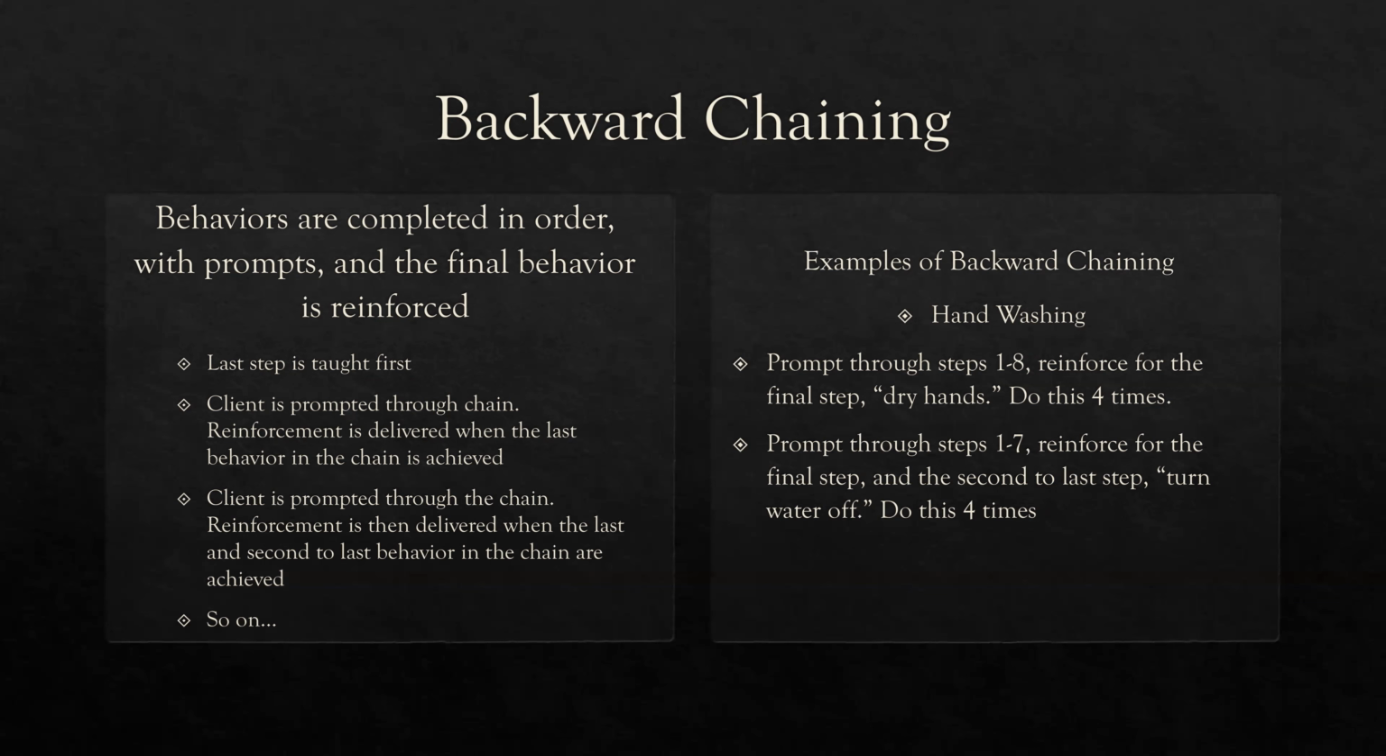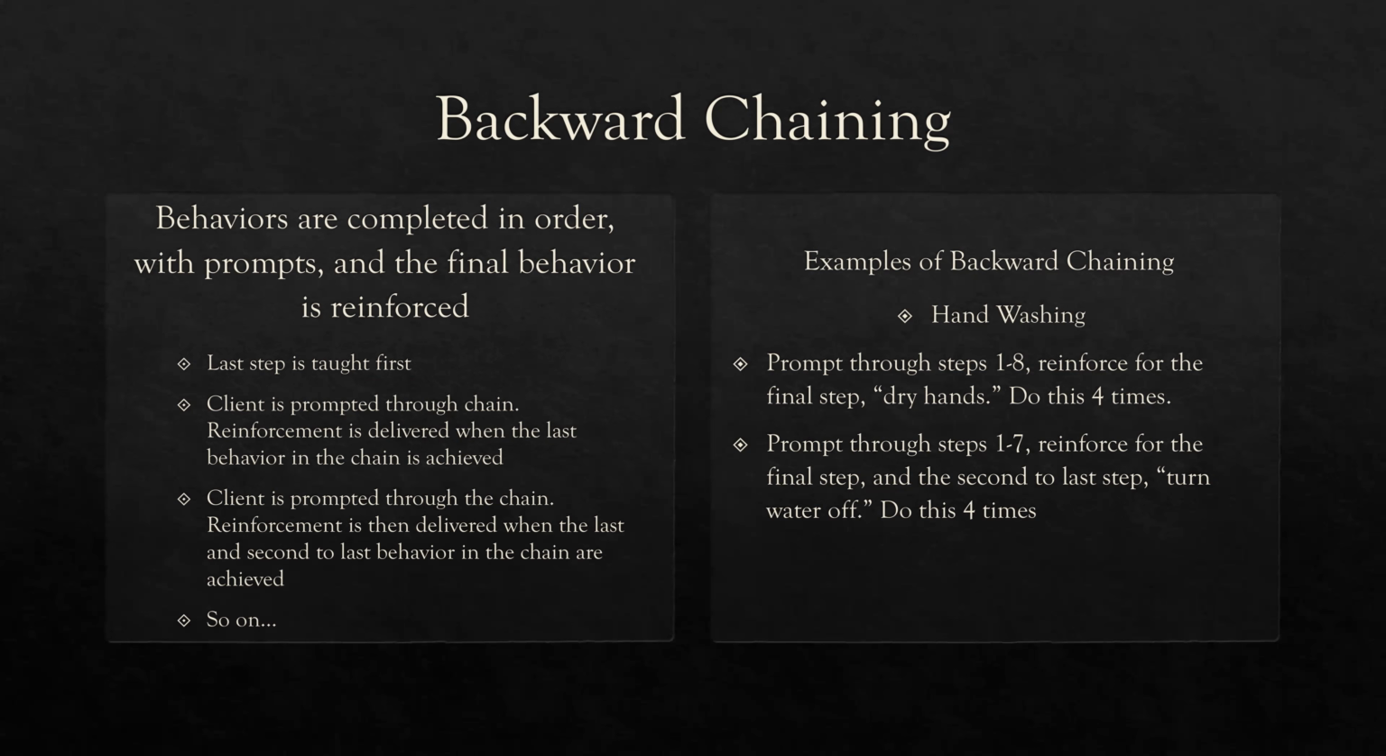So essentially, the technician or the BCBA or the teacher is helping the client or the student complete the whole chain except for the final behavior in the chain. That final behavior is taught first, and when that final behavior is completed or executed, then reinforcement is delivered. In other words, client is prompted through the chain, reinforcement is delivered when the last behavior in the chain is achieved. And then client is prompted through the chain, reinforcement is then delivered when the last and second to last behavior in the chain are achieved. It's the exact opposite of forward chaining.